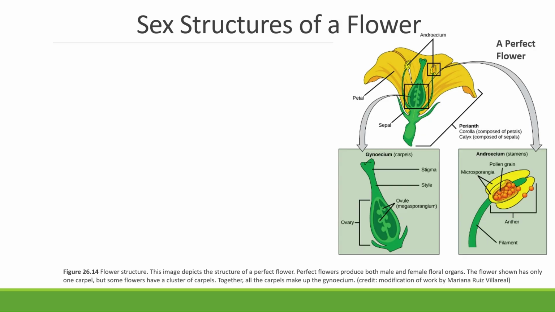Now we reach the reproductive organs themselves, beginning with the female part. At bottom left is the gynoecium, also called the carpel. It's the female sex organ of the flower. It consists of 3 regions. At the top is the stigma, the sticky or feathery surface where pollen grains land and are collected.